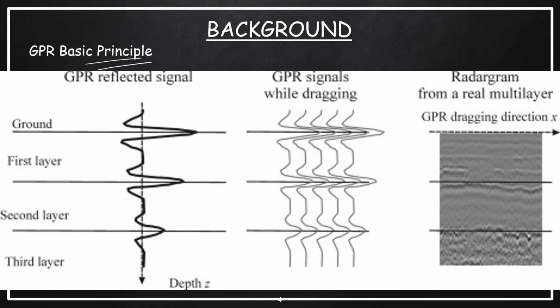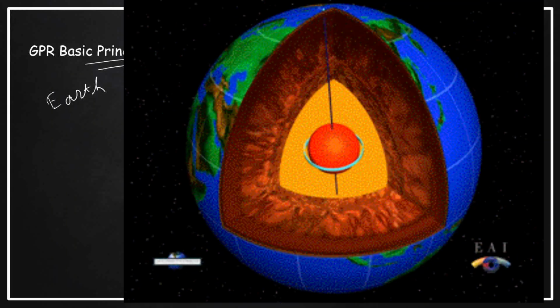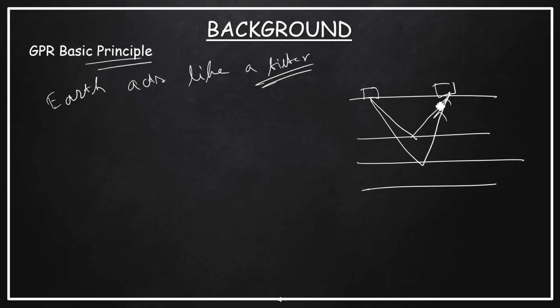Now, one statement I would like to give you is that Earth acts like a filter or a series of filters. So this layer will be acting like a filter, this layer will be acting like a filter, this layer will also be acting like a filter. So what will happen if a pulse encounters a change in the material property? Generally a part of the energy is reflected back to the surface and the rest continues to dig deeper.